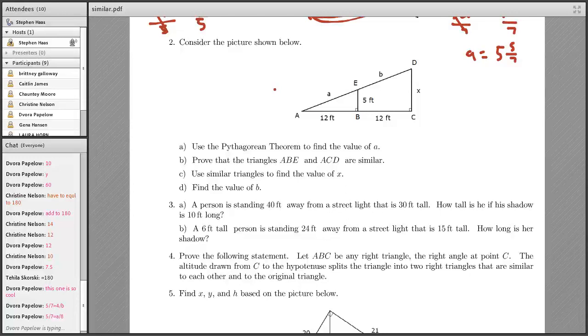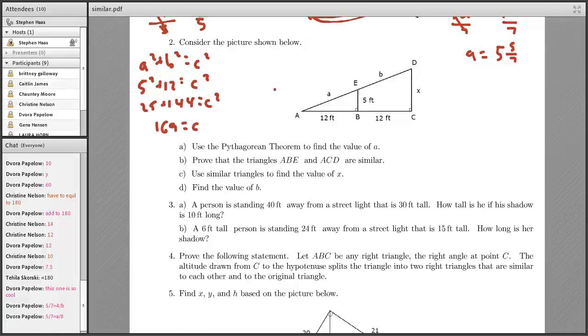Well, we've got two sides of it, right? We can use it. What's the Pythagorean theorem? Remember the Pythagorean theorem? It was a squared plus b squared equals c squared. So the sides are 5 and 12. So it would be 5 squared plus 12 squared equals c squared. 5 squared is 25 plus 12 squared is 144 equals c squared. That's 169 equals c squared. And the square root of 169 is 13.